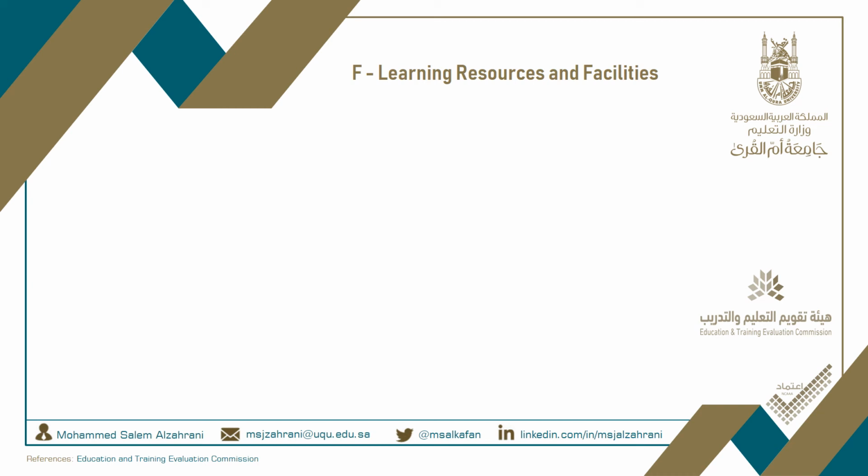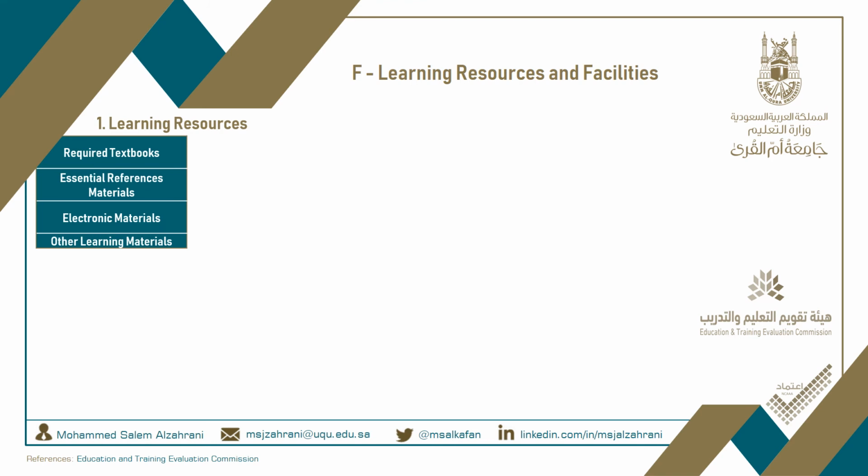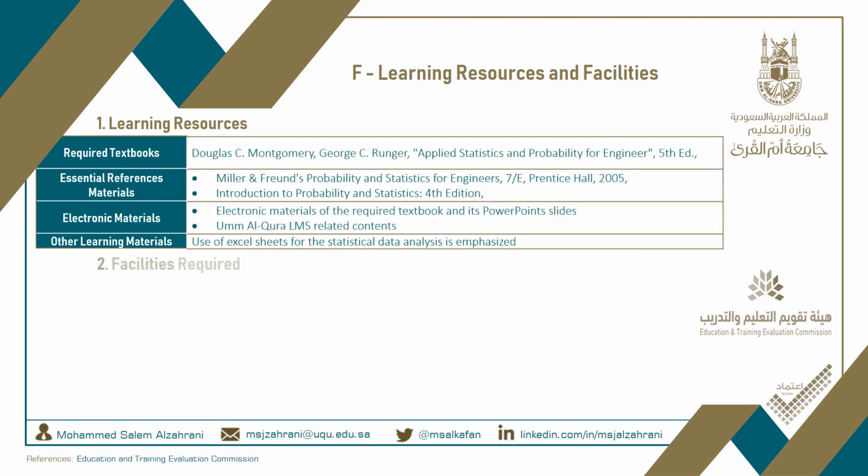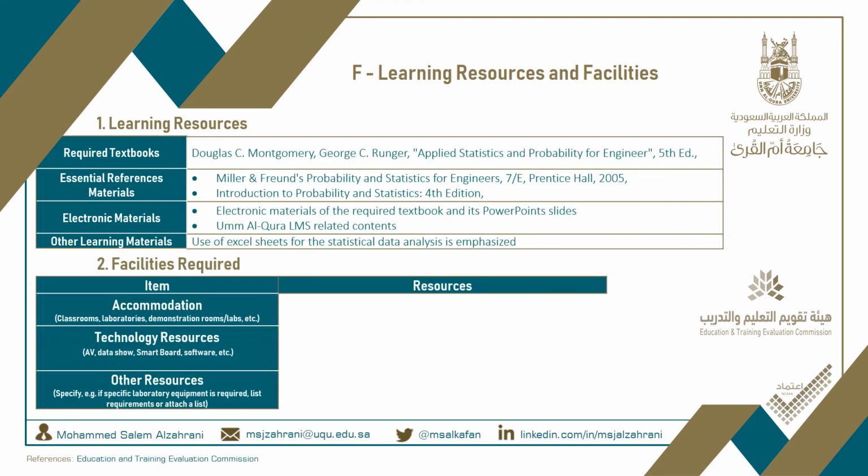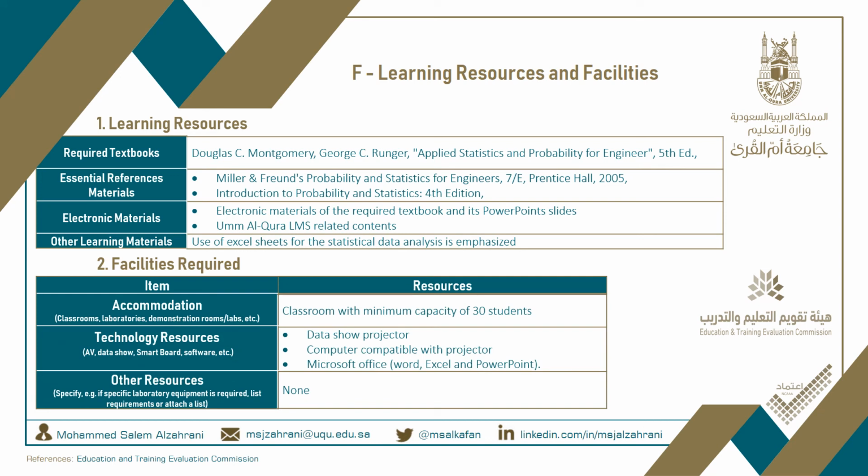In section F, we will find the learning resources and facilities, and it contains 2 parts: the learning resources, and the second part is the facilities required. And as simple as this, you mention all the requirements or the things or resources that you need for this course, whether it's a learning resource or a facility resource.